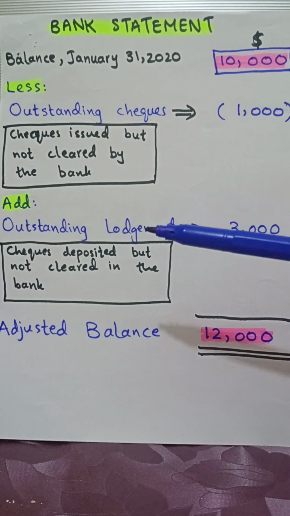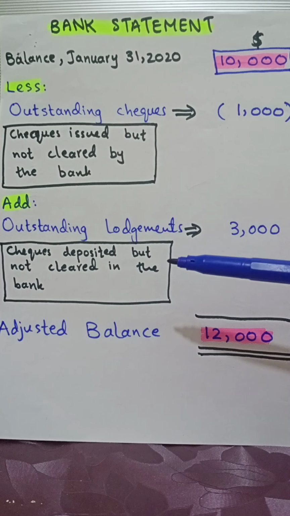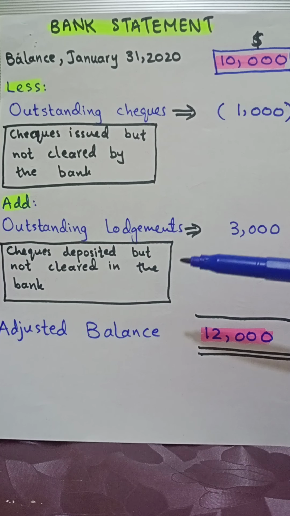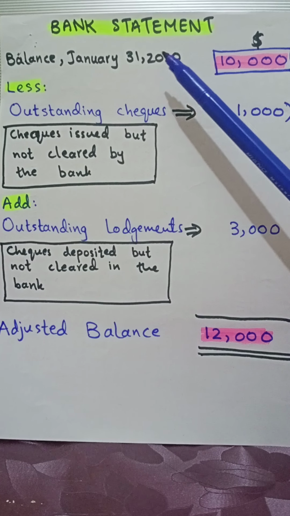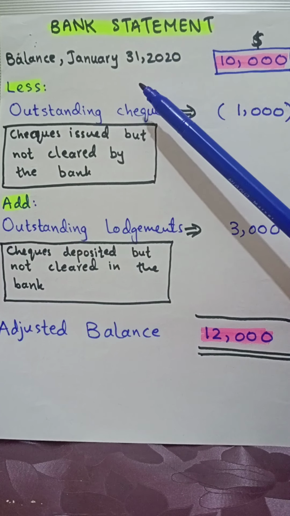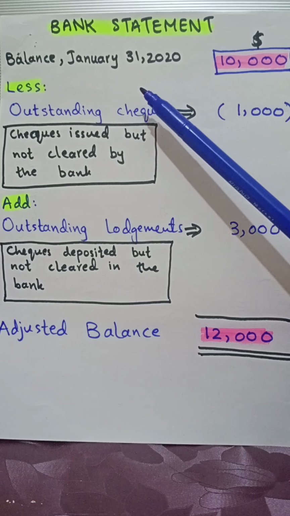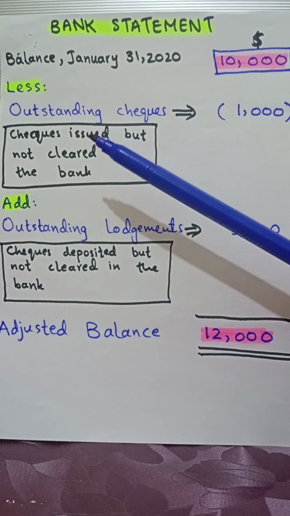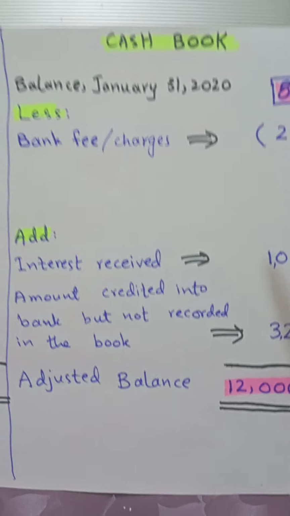In the same way, now I'll come towards outstanding lodgements. Outstanding lodgements are those checks that have been deposited in the bank, but the bank has not cleared them. Suppose exactly on 31st January 2020, or even a day before it, your customer has sent you a check, and when you received that check from your customer, you recorded it in your cash book balance.